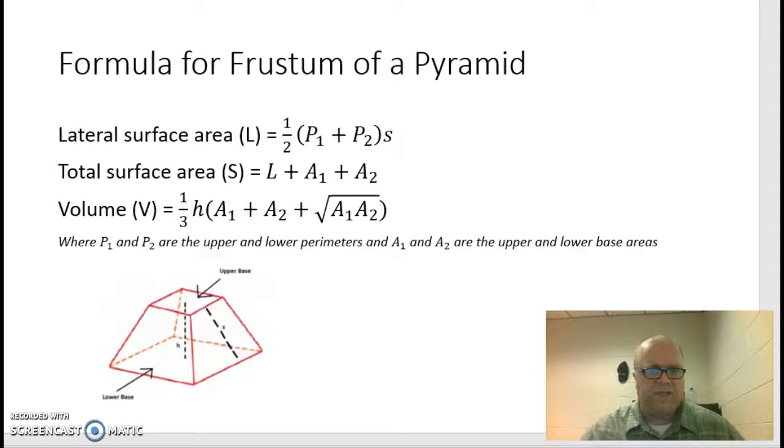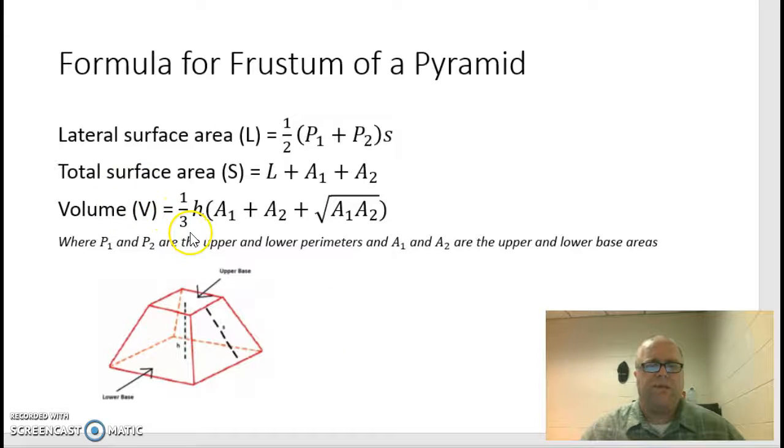Alright, so we have some formulas for that as well. So the lateral surface area, it's going to be these things here. You notice that formula looks very similar to that of a trapezoid because the sides of this frustum do in fact make trapezoids. And then the total surface area is going to be our lateral surface area plus the areas of our two bases, our upper base and our lower base.